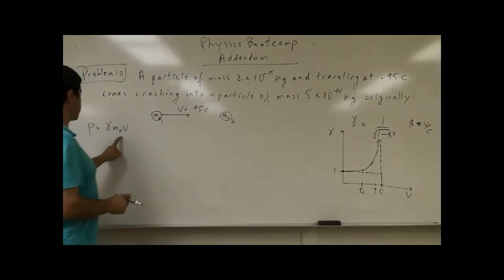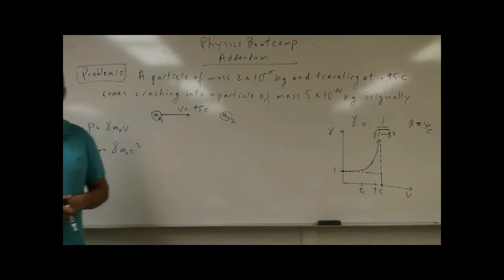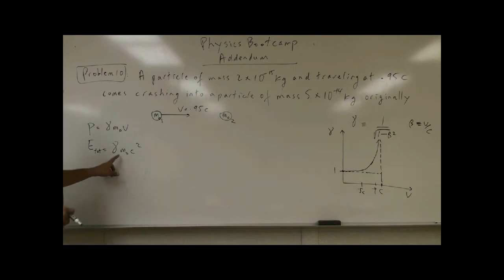Okay, so that's the equation for linear momentum. The equation for the total energy is equal to gamma m0 c squared. Now you've seen the equation E equals mc squared, and oftentimes when we say that, we're more interested in the rest energy, m0 c squared. That's known as rest energy. It's just this portion of the equation. But the total energy is m0 c squared times the relativistic factor gamma.